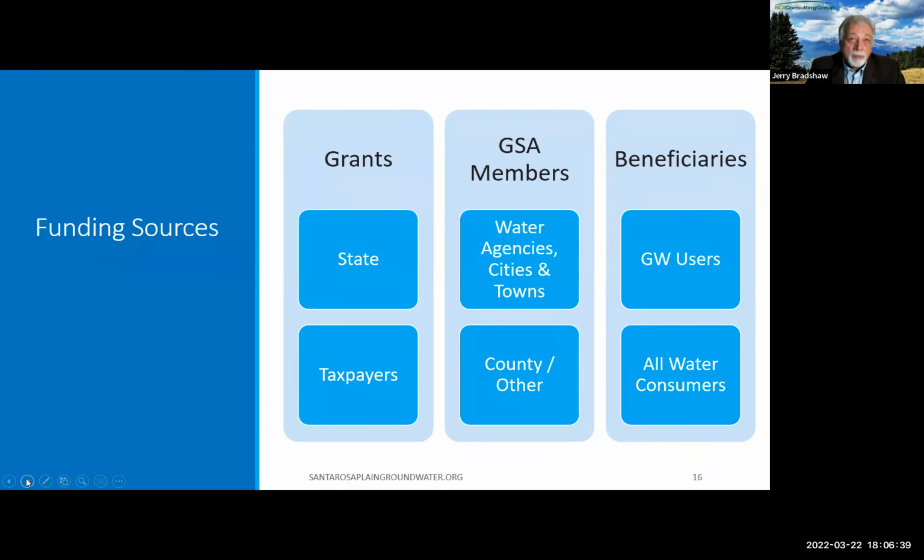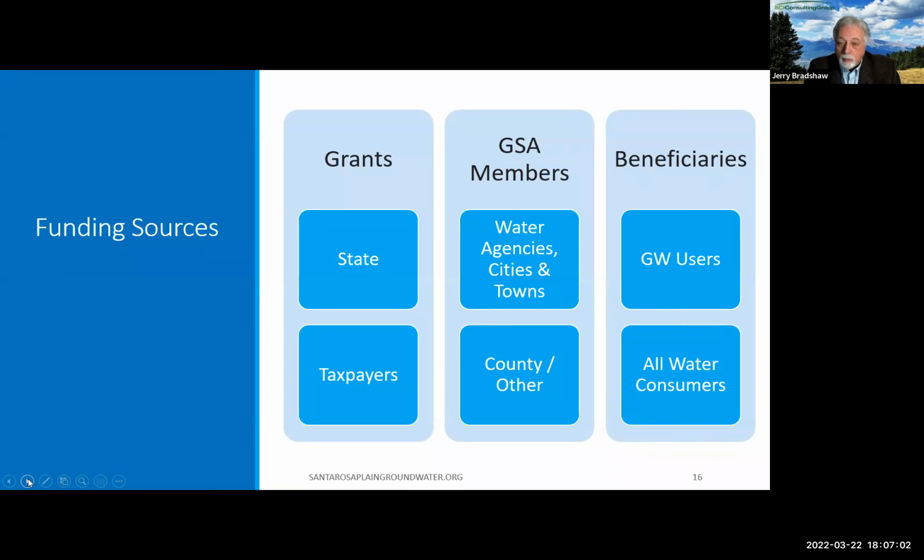So that would be a way that everyone in the basin might pay vicariously through that process. The last category are the beneficiaries, the direct beneficiaries of the groundwater. These are the people who pump water and directly use the groundwater on their property, in their businesses or their farm or their residences. We've broken that into two categories.